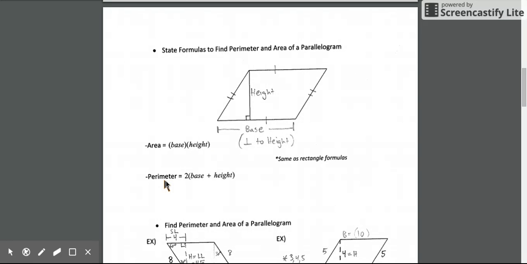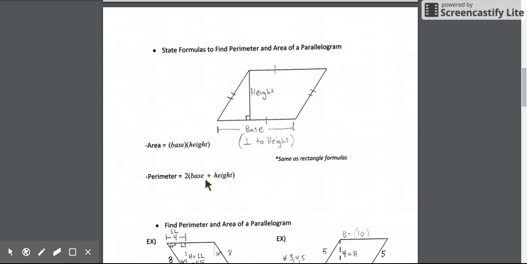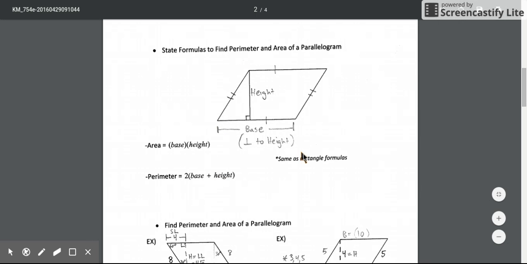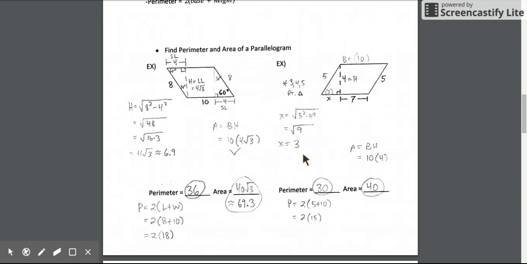The perimeter is also the same as a rectangle. Since we have opposite congruent sides, we can use that rectangle perimeter formula and add up the sum of our dimensions and double it. Or you could keep it simple and just add up all four sides. That's up to you. Let's jump into some examples here.